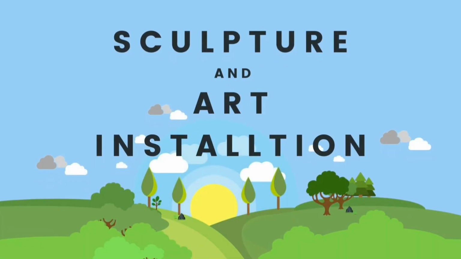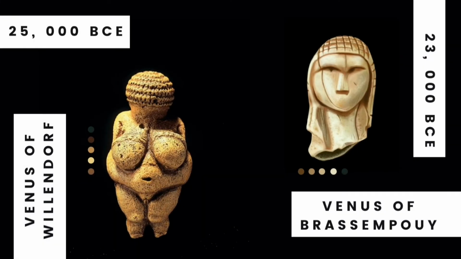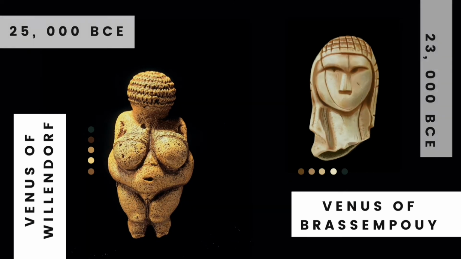Sculpture and art installation. Venus is a child-bearing female figurine which symbolizes prosperity, harmony, and expansion of the tribe. Venus of Willendorf is one of the famous prehistoric sculptures, sculpted from Neolithic limestone and discovered in Austria. On the other hand, Venus of Brassempouy is a unique item of prehistoric art that is a surviving fragment of an ivory carving and was discovered in southwest France.